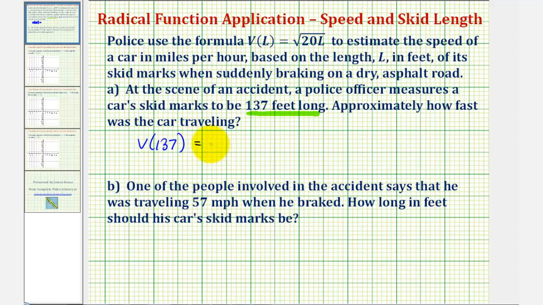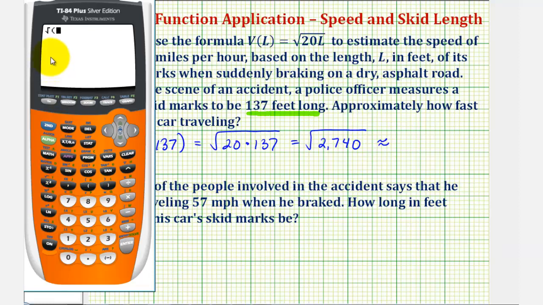This would be the square root of 20 times 137, which would be equal to the square root of 2,740. Both of these answers ask us to round to one decimal place, or the 10th place value. So now we'll go to the calculator. Second x squared brings up the square root, 2,740, close parenthesis, enter. So the car was traveling approximately 52.3 miles per hour.